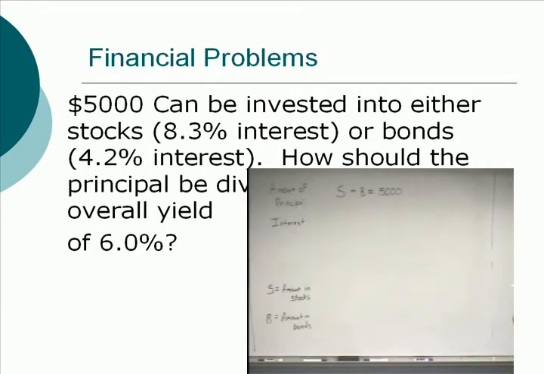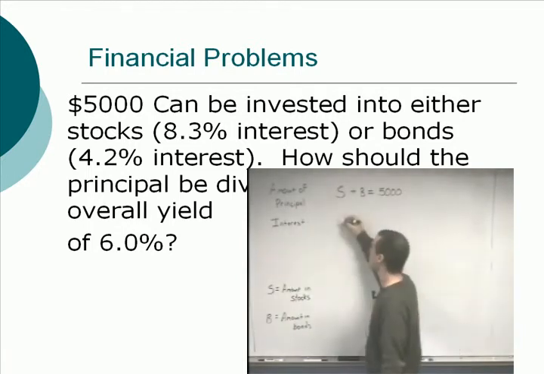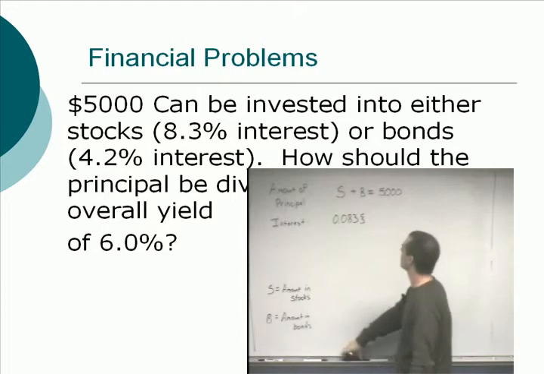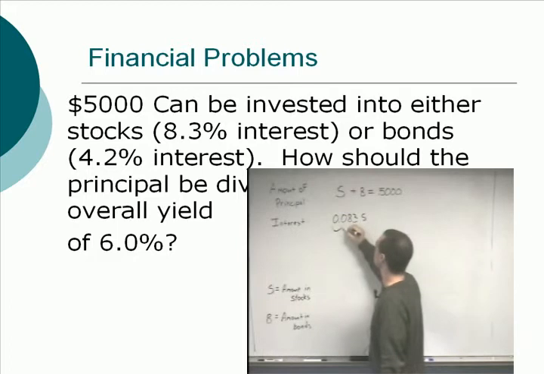We're going to need that, but let's first figure out what our interest rate on the stocks is. 8.3%. How much do we put into stocks? 8.3 times S. Excuse me, 0.083 because it's 8.3%. So the amount of interest just off the stocks is 0.083 S. That's the amount of interest from stocks.